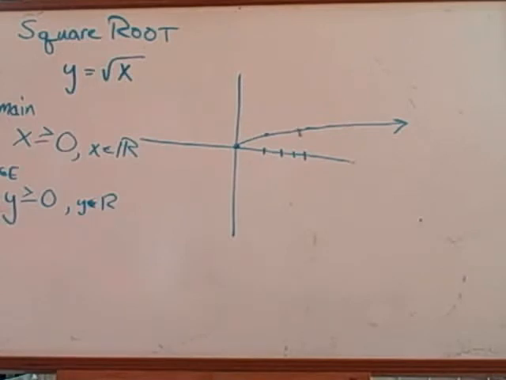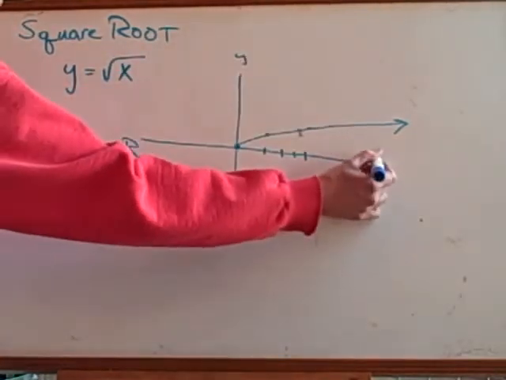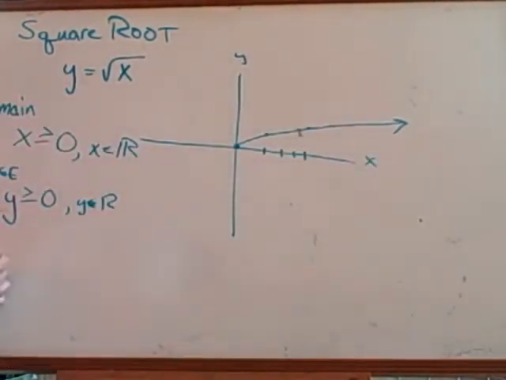Y-intercept. Where does this baby cross the y-axis? At the origin. At the origin, what do we call that? 0, 0. Okay, and how about the x-intercept? Same thing. Okay. Symmetry? None. So you're just going to write a big fat none. And asymptotes, this one has none. Okay.